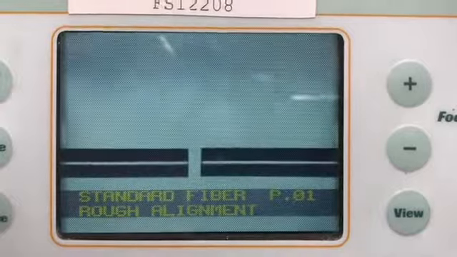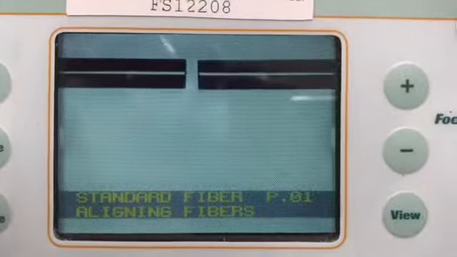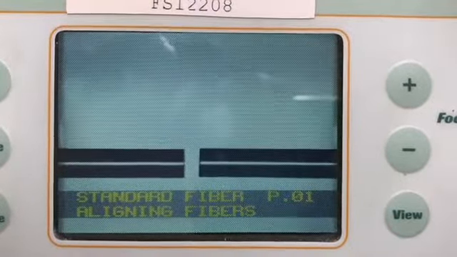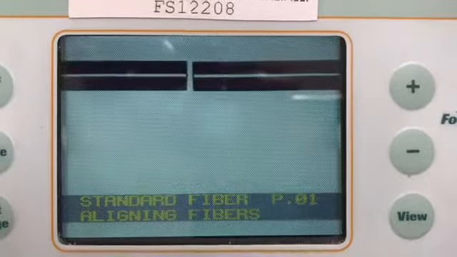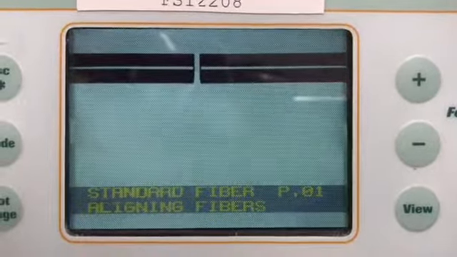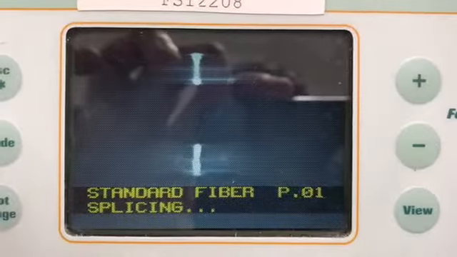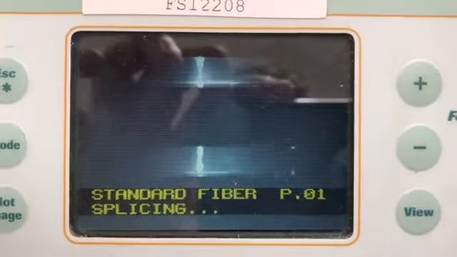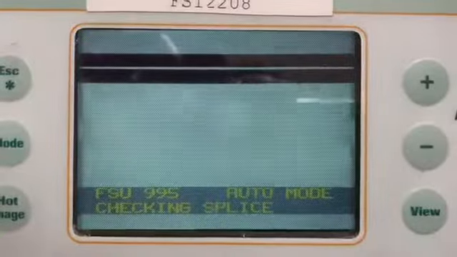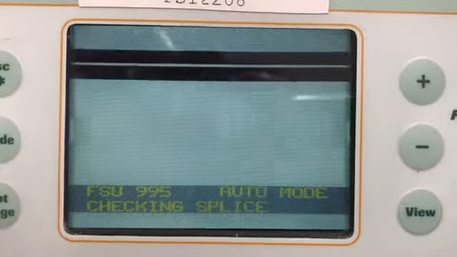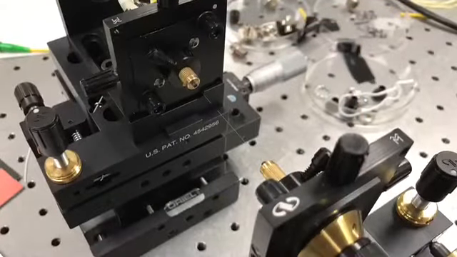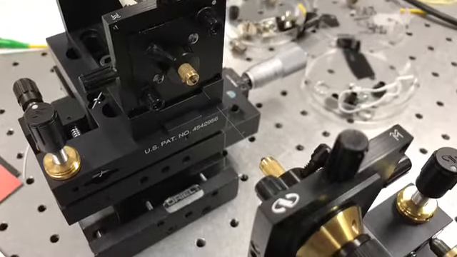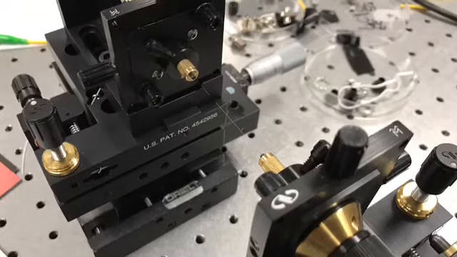Angle. No, it's gonna do it. Here we can see the 2 fibers fusing. Sick. Look at that.